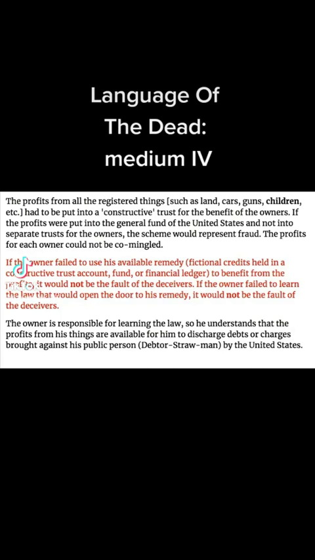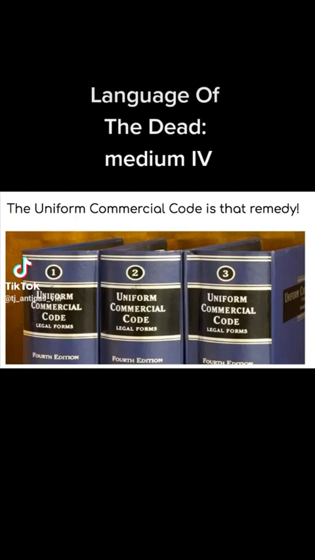If the owner failed to use his available remedy, fictional credits held in a constructive trust account, fund, or financial ledger, to benefit from the profits, it would not be the fault of the deceivers. If the owner failed to learn the law that would open the door to his remedy, it would not be the fault of the deceivers. The owner is responsible for learning the law, so he understands that the profits from his things are available for him to discharge debts or charges brought against his public person, debtor strawman, by the United States. The Uniform Commercial Code is that remedy.